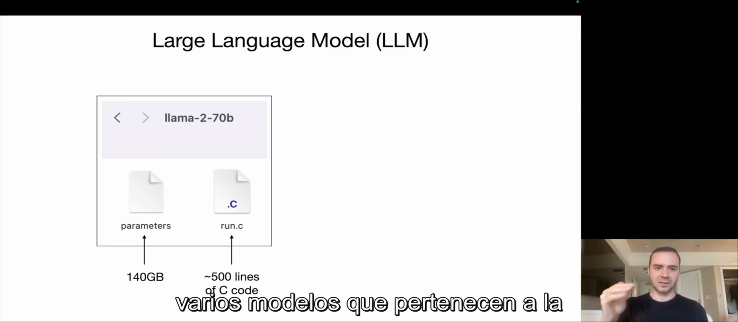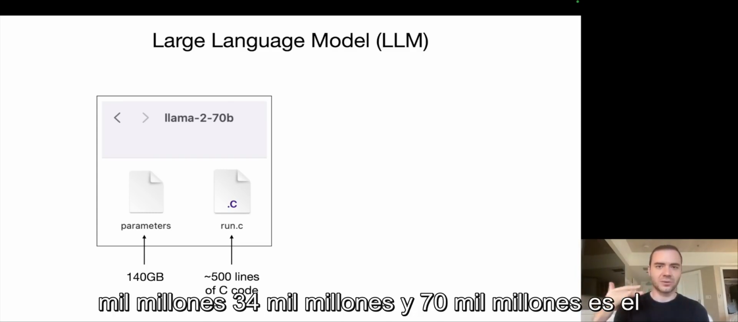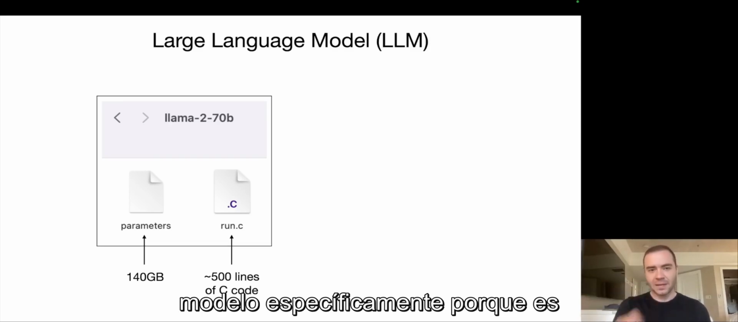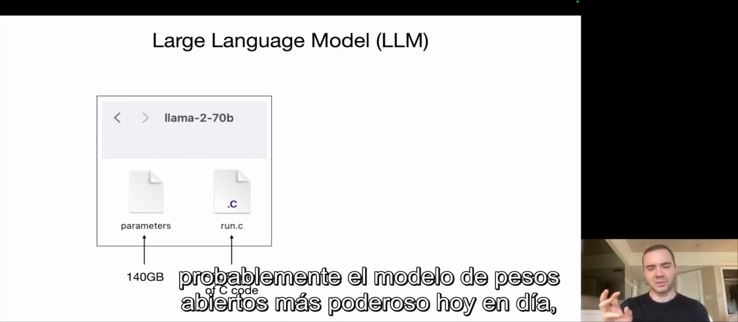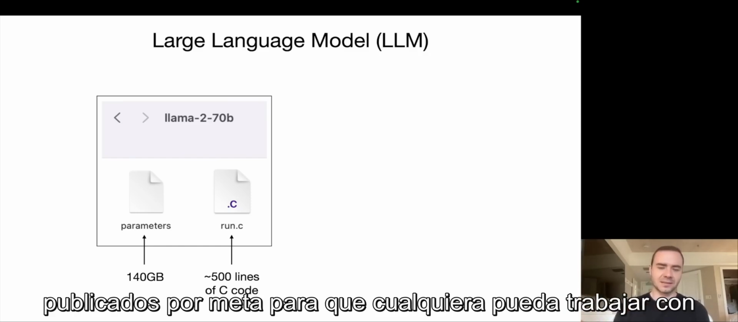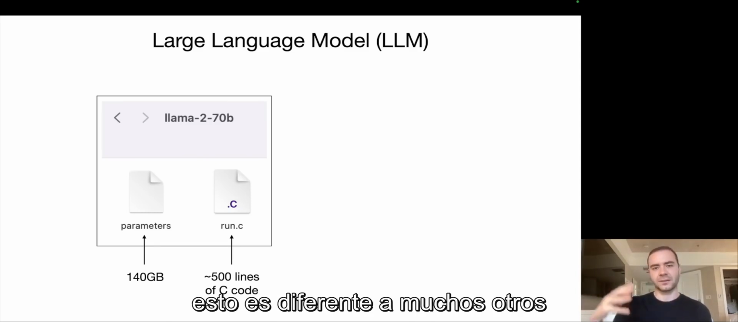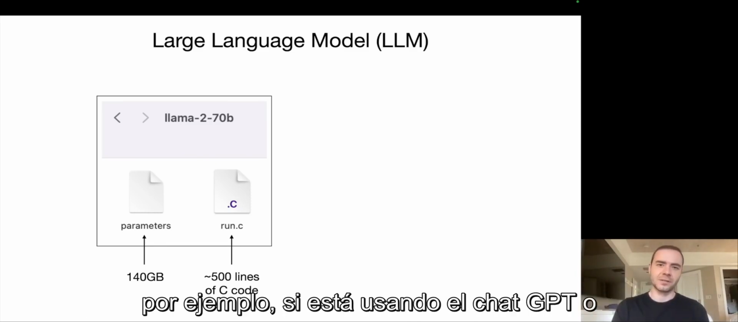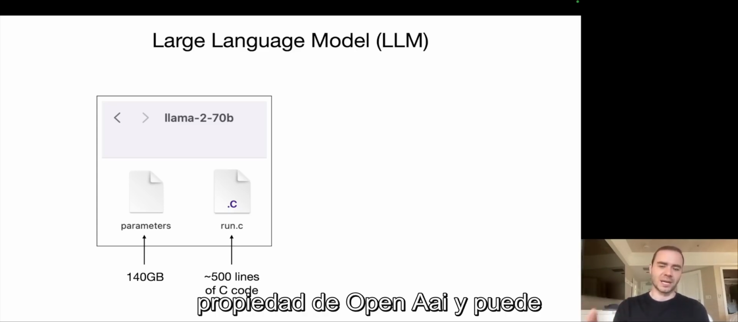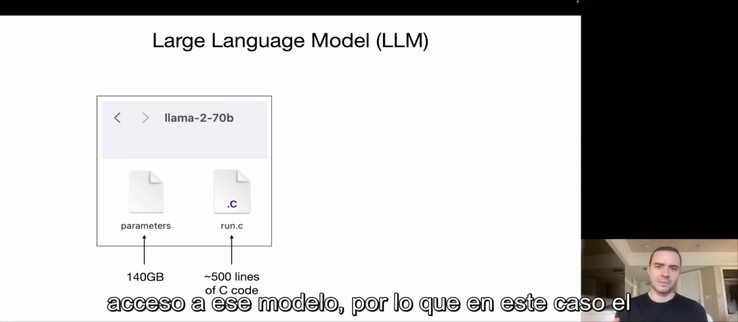There are multiple models belonging to the Llama 2 series: 7 billion, 13 billion, 34 billion, and 70 billion is the biggest one. Many people like this model specifically because it is probably today the most powerful open weights model. The weights, the architecture, and a paper were all released by Meta, so anyone can work with this model very easily by themselves. This is unlike many other language models you might be familiar with. For example, if you're using ChatGPT, the model architecture was never released. It is owned by OpenAI, and you're allowed to use the language model through a web interface, but you don't actually have access to that model.